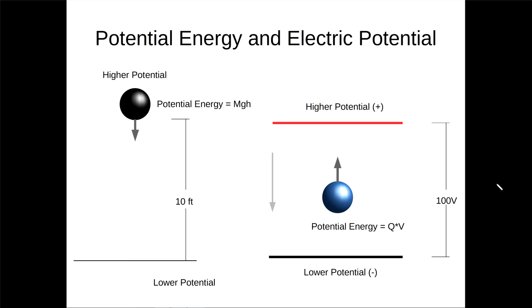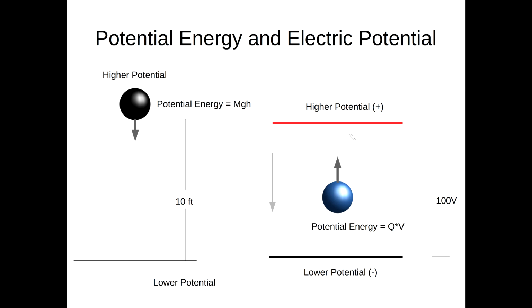Voltage is a relative quantity. What that means is it has to be measured between 2 points. Voltage is not just a single point quantity. It's not like you can just go to a single point and measure voltage from that point. It has to be between 2 points.